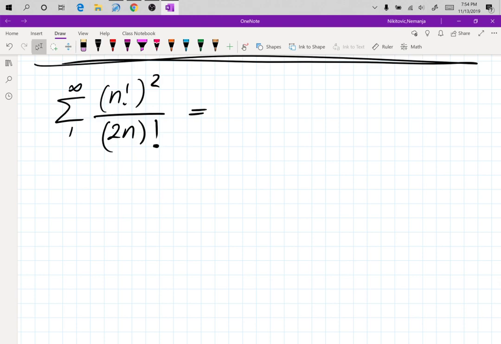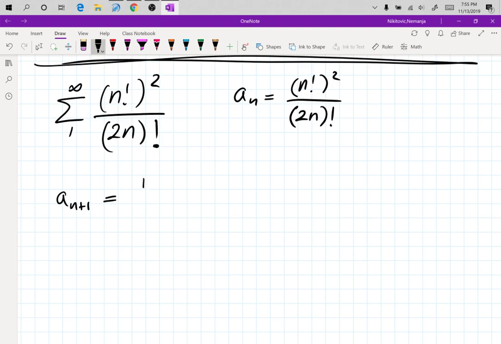So this one, not easy, but we can deal with it, especially because of the way these things work. So here we go. We start with a_n, which is clearly n factorial, everything squared, divided by 2n factorial, right? We have to work out a_(n+1), and that's going to have some algebra to clear up. So we have n plus 1 factorial, everything squared, divided by 2 times n plus 1, and then everything factorial.